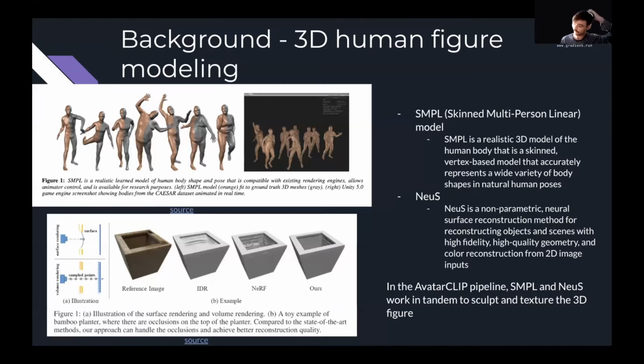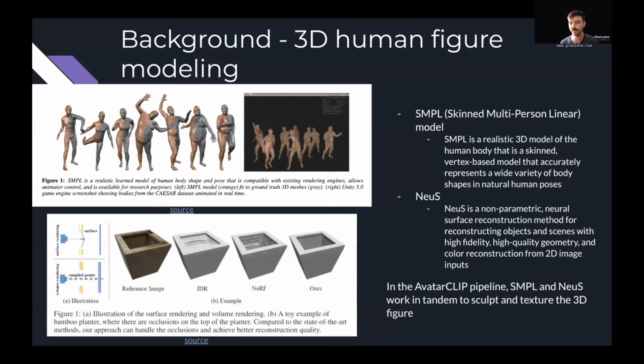The next human figure modeling concept I want to introduce is NeuS. I'm actually not totally sure how it's pronounced. They introduced it to model clothing and accessories because non-parametric models actually perform a lot better dealing with these types of additional add-ons, so to speak, to a figure. NeuS is a non-parametric neural surface reconstruction method for reconstructing objects and scenes with high fidelity. So it's not just people.